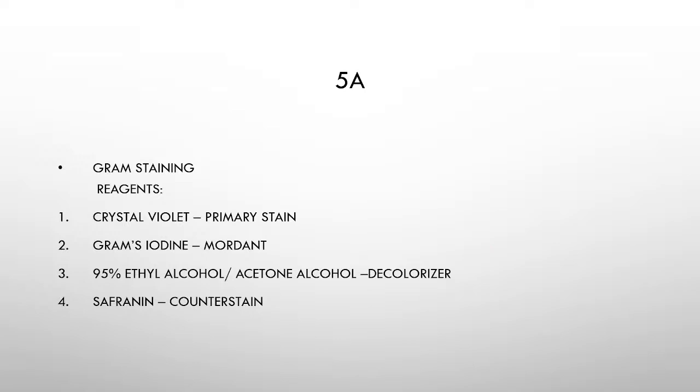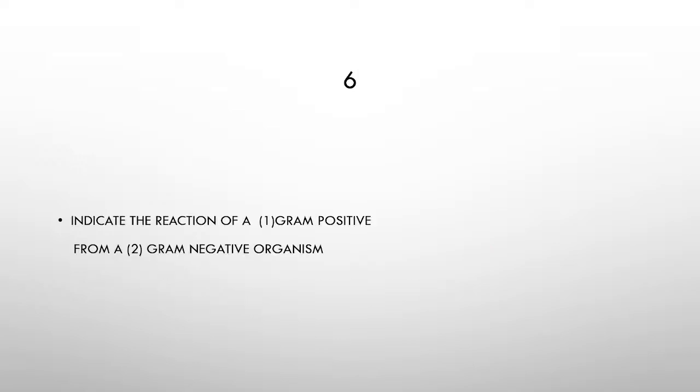All right? Very good. Now, given that you already know the components of the gram stain reagent, indicate the reaction for something that is gram positive. An organism that's gram positive would have what type of color? Sige, gram positive. Sir, purple po. Okay, very good.